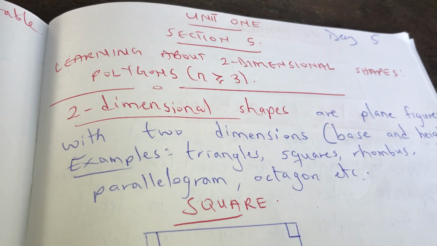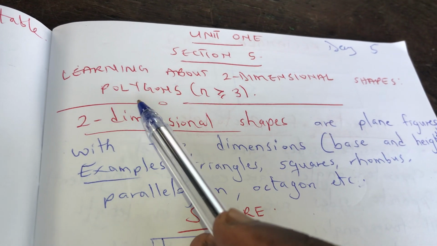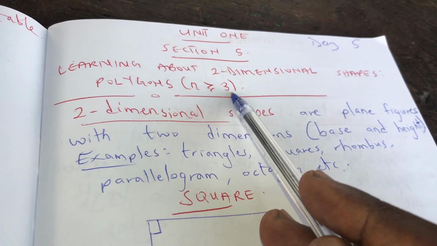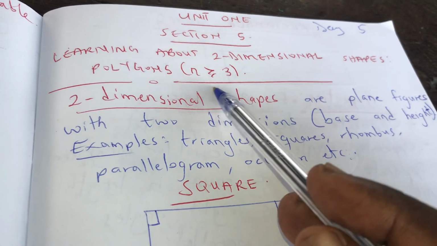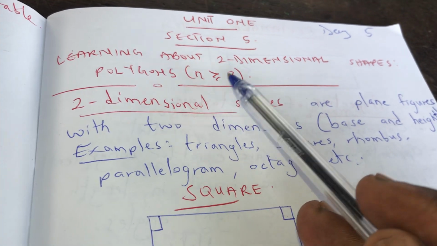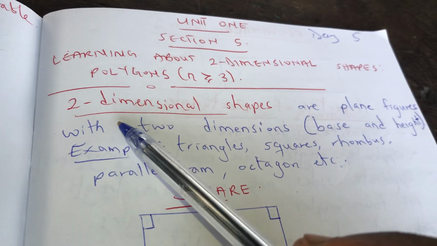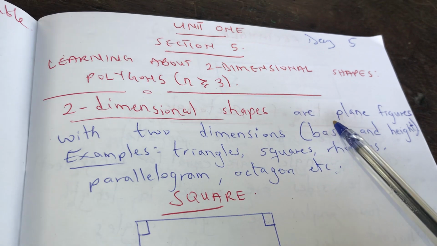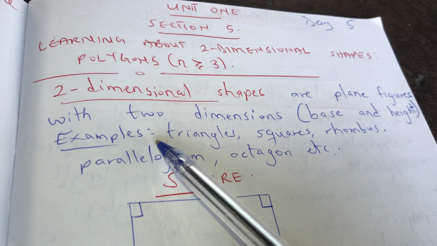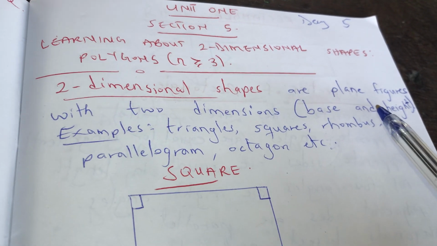Today we are learning about two-dimensional shapes, that is, polygons, where the number of sides, n, is greater than or equal to 3. If it is greater than 3, it can be a rectangle or a square. But if it is equal to 3, a three-sided plane figure is what? A triangle. I hope you are getting it. Two-dimensional shapes are plane figures with two dimensions, that's the base and the height. Examples are triangles, square, rhombus, parallelogram, octagon, etc.